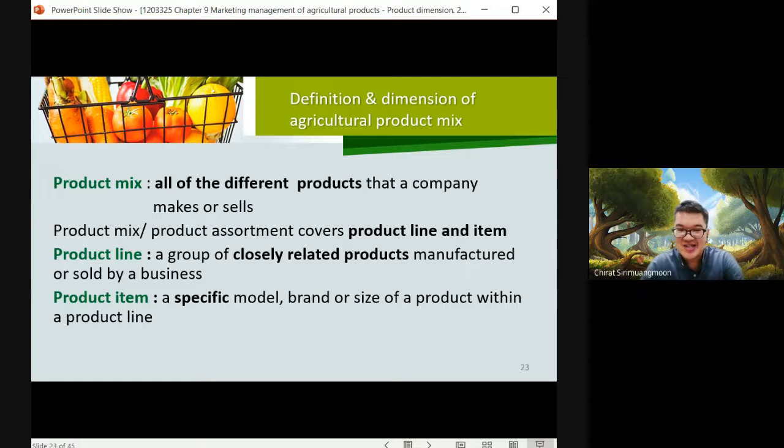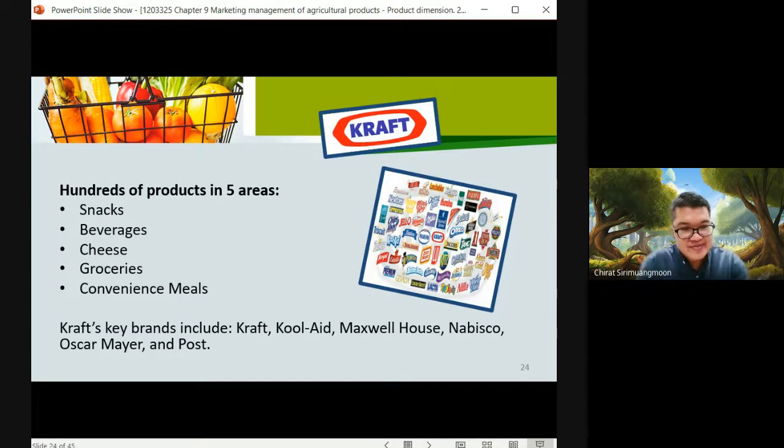So a product item is actually the specific model or specific product in each product line. To get a better picture, think about the Kraft brand. Kraft Foods is actually a very big company. They have hundreds of products, which can be classified into five product lines, like snack line, beverage, cheese, groceries, and convenience meal. So they can group all products into the five major product lines.